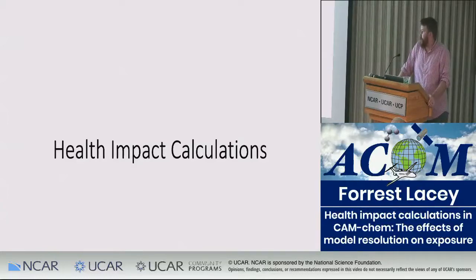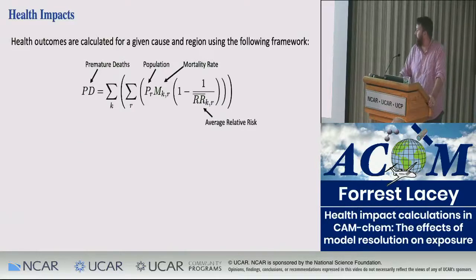And then I did want to talk about how these health impacts are calculated to give you guys a better understanding if you may not have been exposed to this. And really, in general, for any specific cause, they're calculated using a function similar to this. So here we have the number of premature deaths is a function of 3 different things: the population, or the number of people exposed, the mortality rate, and that's a disease-specific measure, and the relative risk.